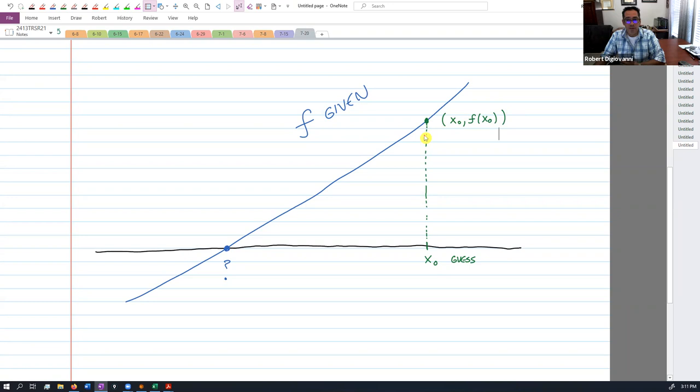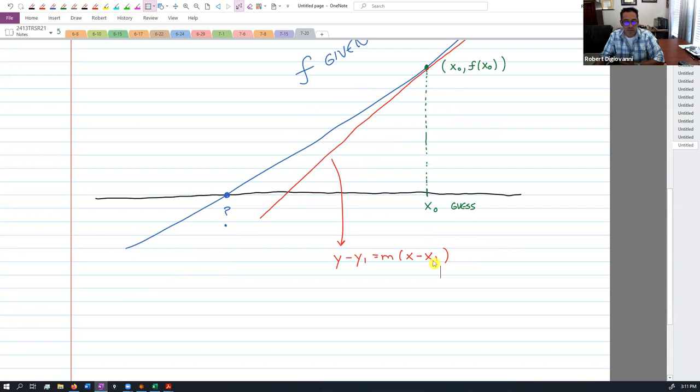Now we have a tangent line here. What is the equation of this? Well, we know it's y minus y1 equals m times x minus x1, right? Do we know the y1 and x1 for this red line? Yeah, this is our x1, y1, that's what that is up here. So I know that this is y minus f of x sub zero equals, I'll leave m for a second, and then x minus x sub zero. So I'm just replacing y1 and x1 with that point.